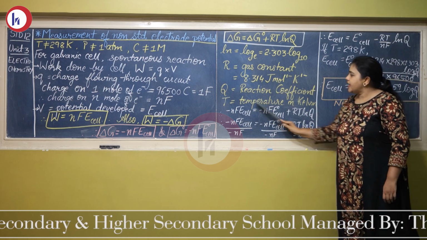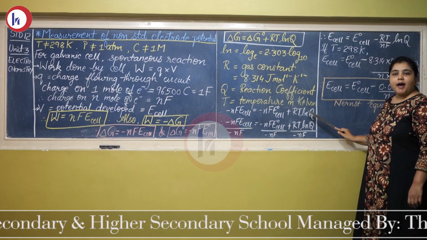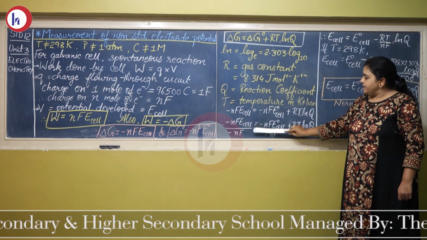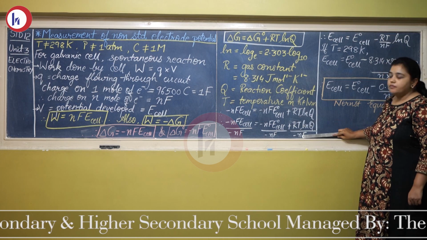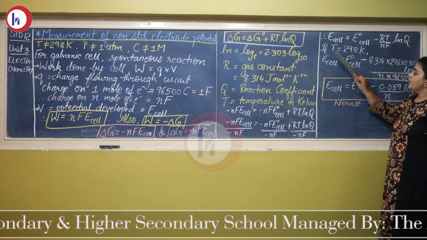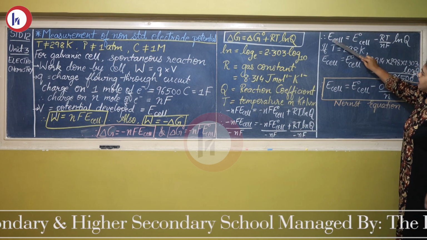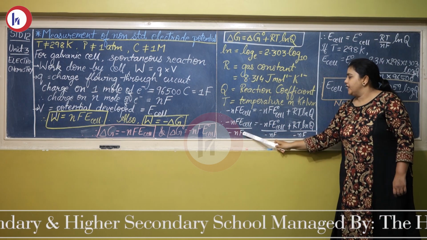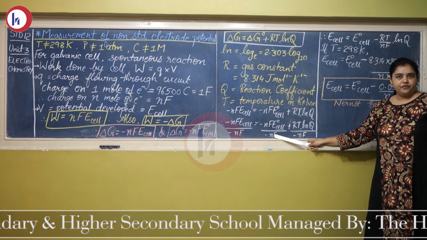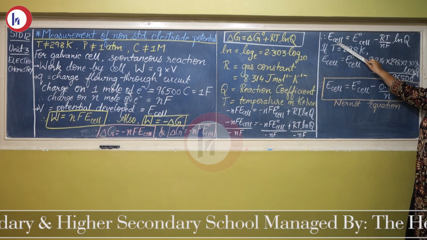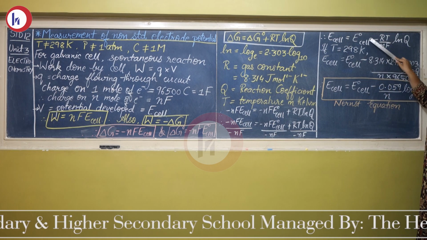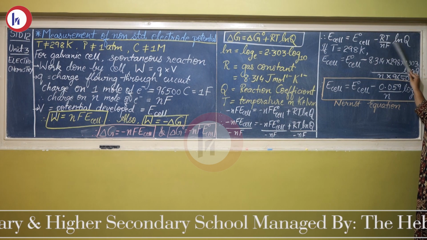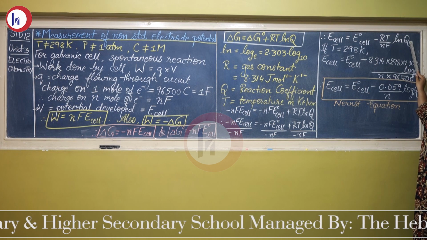Now, dividing this entire equation by the term minus nF, we get the equation E cell is equal to E naught cell, because here nF will get cut, here also nF will get cut. So, we will get the equation E cell is equal to E naught cell minus RT upon nF ln Q.